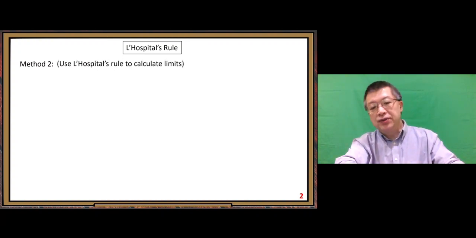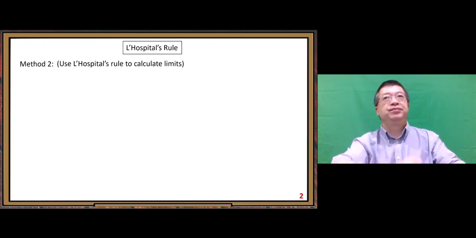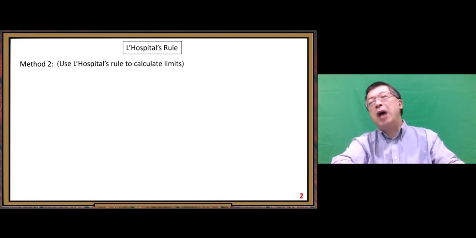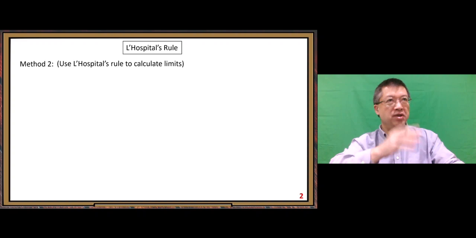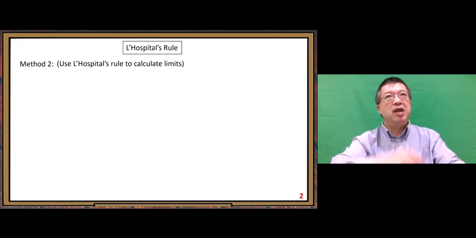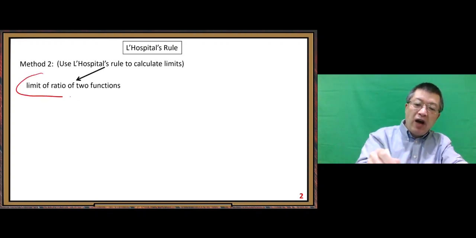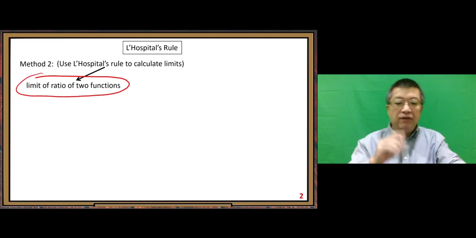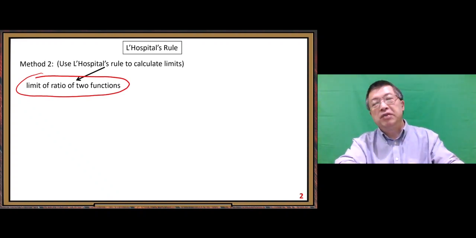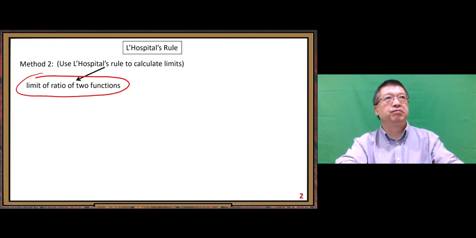We use L'Hopital's rule to calculate limits. In this situation, L'Hopital's rule is a very powerful tool we can use to help us find the limit. What's that? First, let me describe the L'Hopital's rule here. When we find the limit of the ratio of two functions, sometimes it is very difficult. We don't know how to do it. Then there is a possible way you can try based on the L'Hopital's rule.